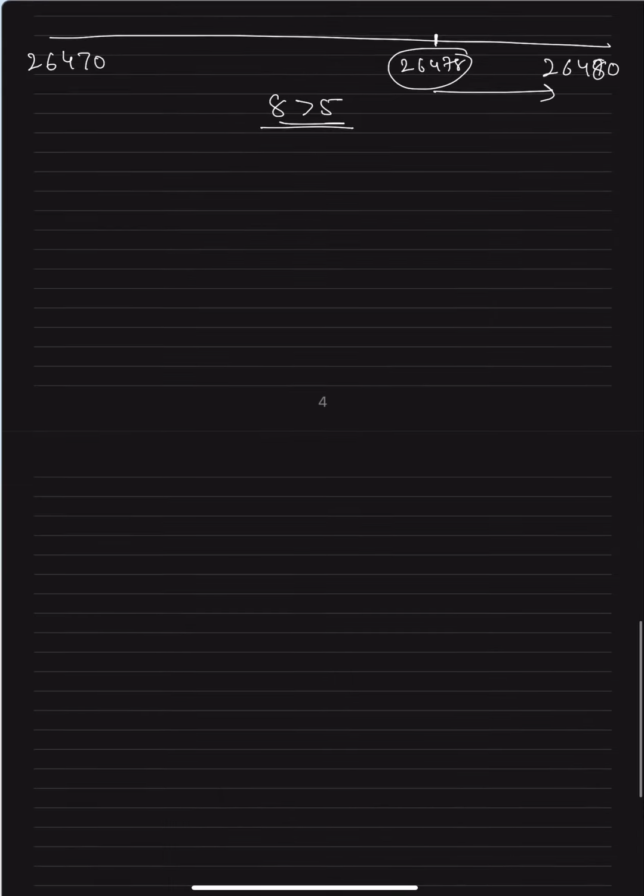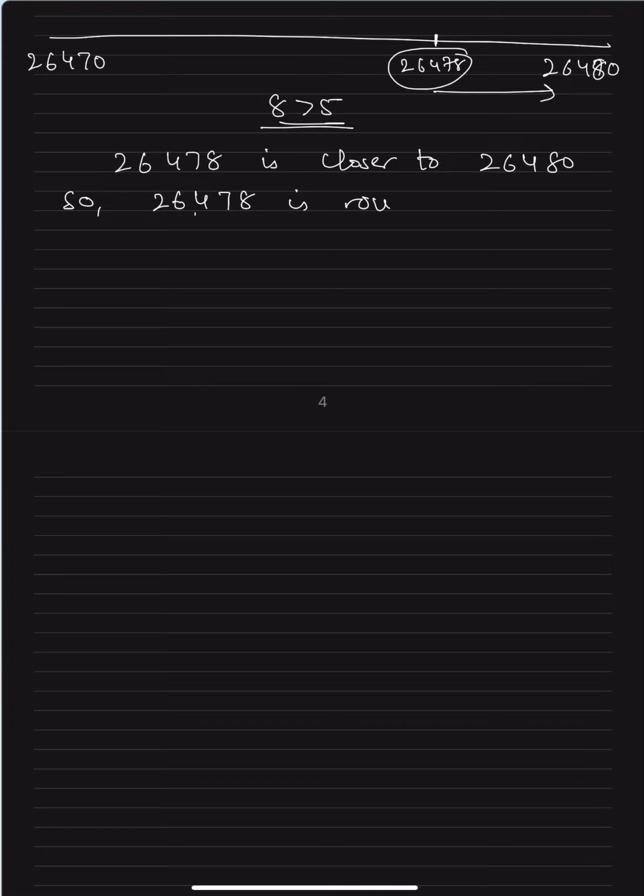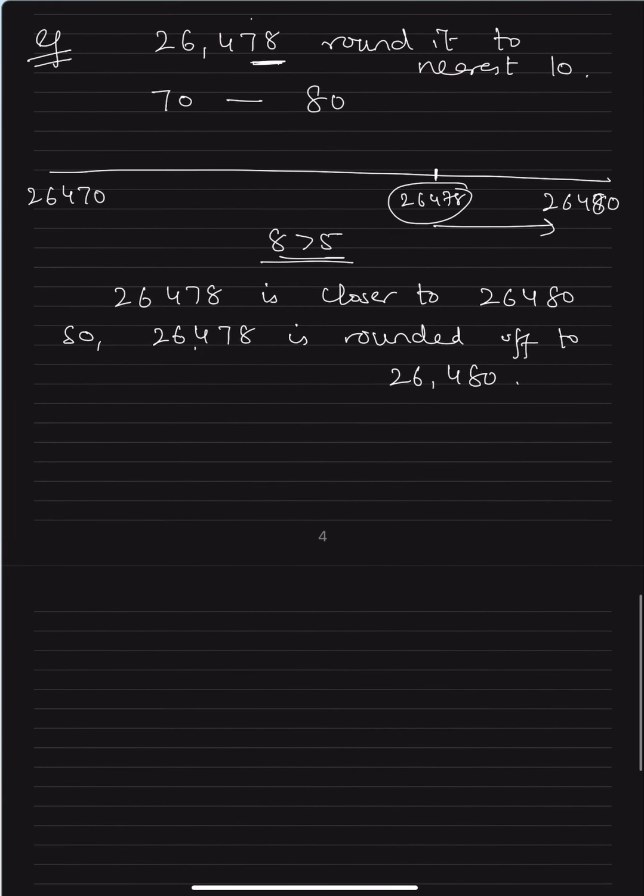So I can say that 26,478 is closer to 26,480. So 26,478 is rounded to 26,480. Now, these are the different numbers with different place values but rounded to nearest 10.